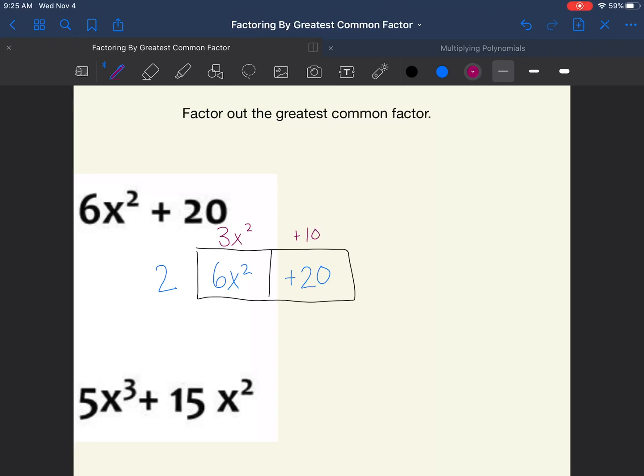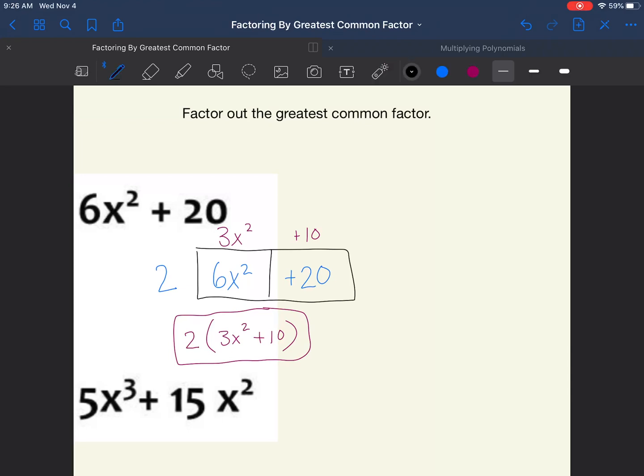So the way I will write my answer here is I know it's going to be 2 times 3x squared plus 10. And we can kind of think through that. Let's see, if I did 2 times 3x squared, that would give me 6x squared, so that's good. 2 times 10 is 20. So we're good. So this is just another way to write your expression. What we've been doing is multiplying, now we're actually dividing out.